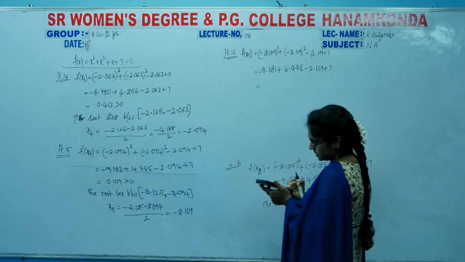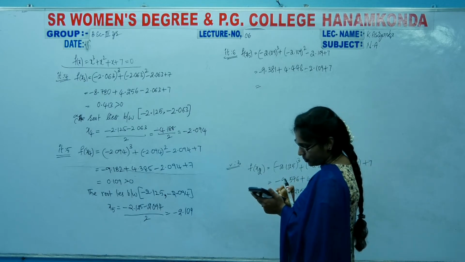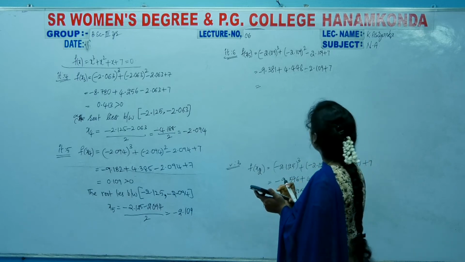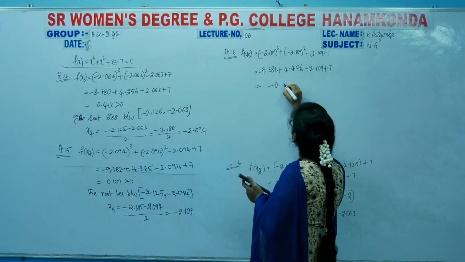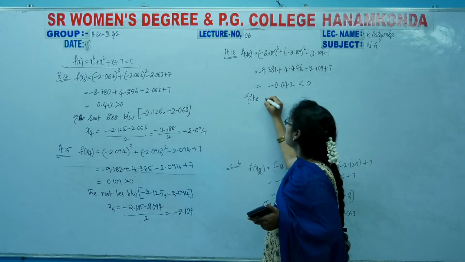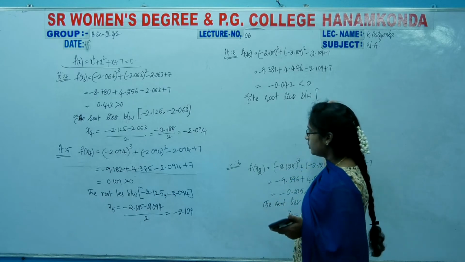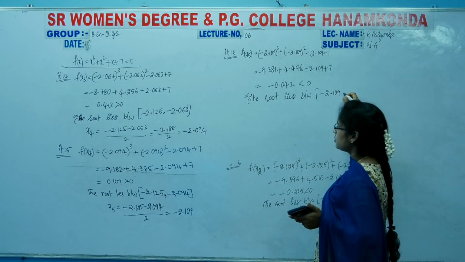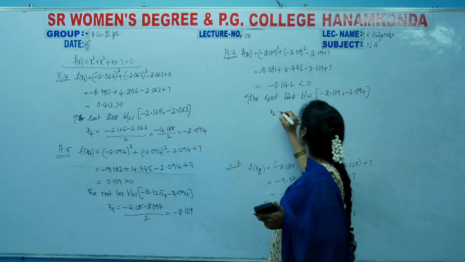Now totally minus 9.381 plus 4.448 minus 2.109 plus 7. Now again we have a negative value, minus 0.042, which is less than 0. Therefore the root lies between. Now this is negative, so we have to ignore this one, that means minus 2.109 comma minus 2.094. Now we have to calculate x6.